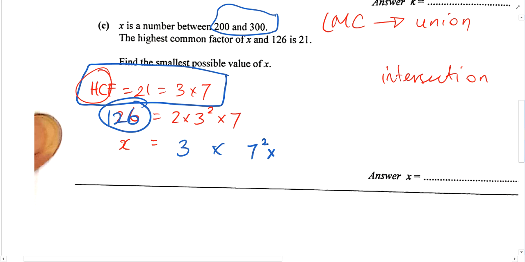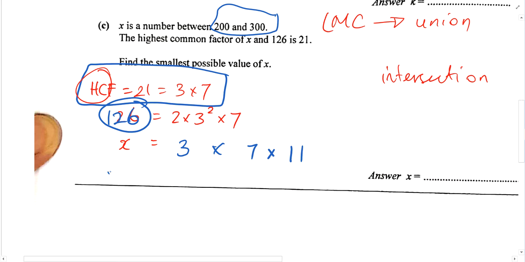Will it be greater than 200? No, it's still not greater than 200. 49 times 3 is less than 200. Continue. 8, no point, it's not a prime number. 9, also not a prime number. 10, not a prime number. Next one, 11. Will this give me a HCF of 3 times 7? Yes, it will. Is this value greater than 200? Yes, so this is the answer.